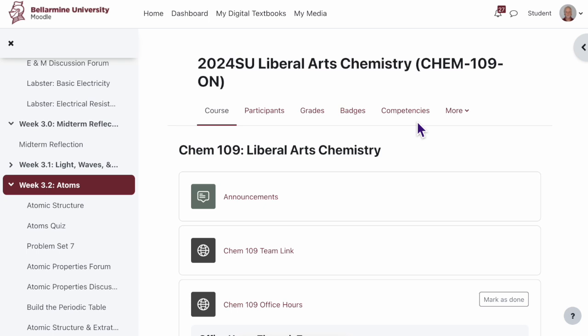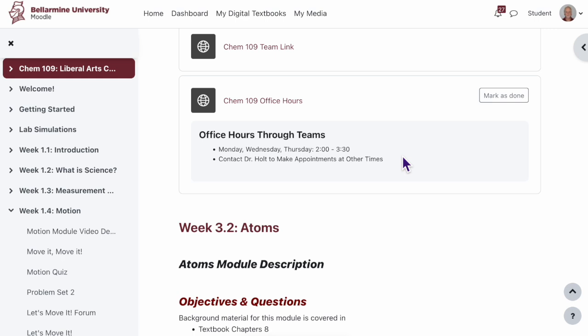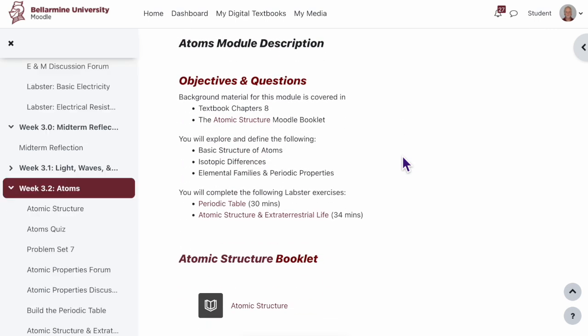This is module 3.2, week 3, module 2. And in this module, what you're going to be doing is studying basic atomic structure. This corresponds to sections of the textbook chapter 8.